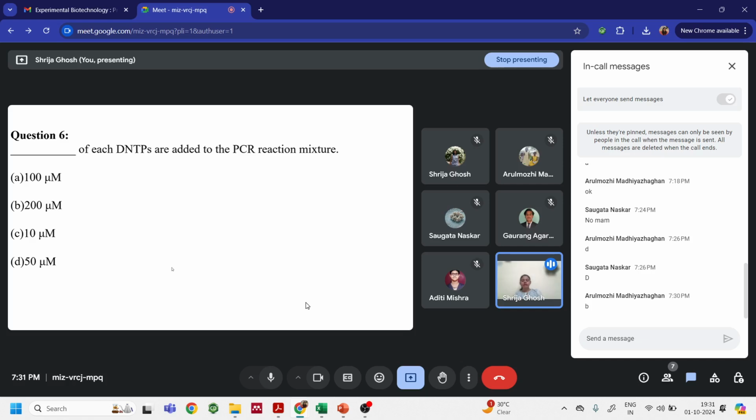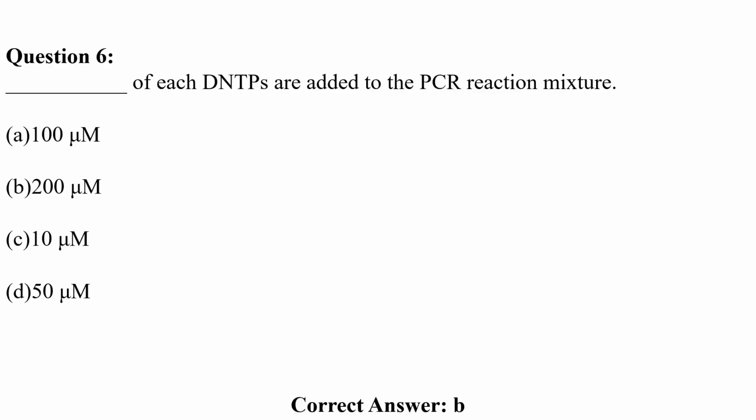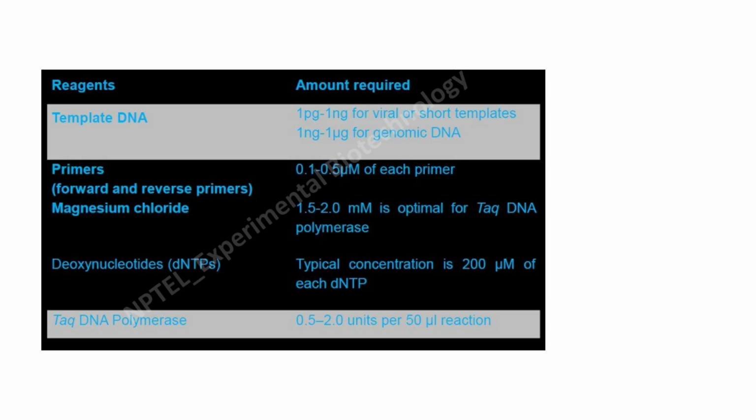So option B is the correct answer, 200 micromolar. Very good. So when you are doing the experiment, these are some fundamental things that have been established. Template DNA and primers, we will have to optimize exactly how much you need to add. Whenever you are doing a PCR reaction, any template that you give and you add the primers to it, the polymerase can extend that primer to amplify the whole template.